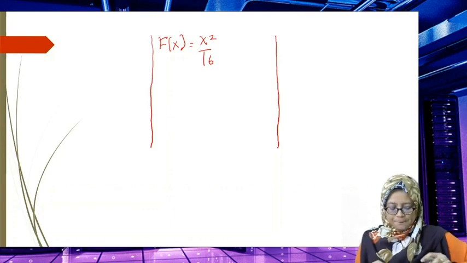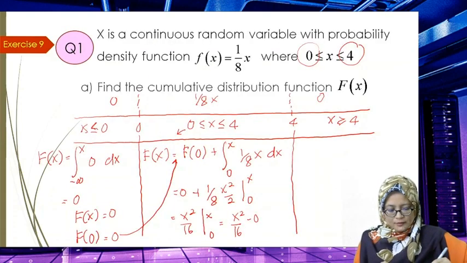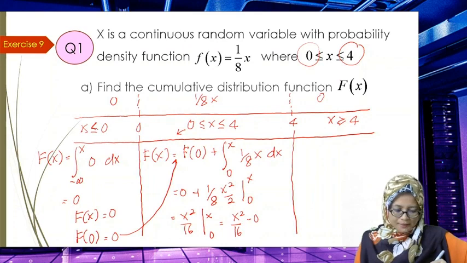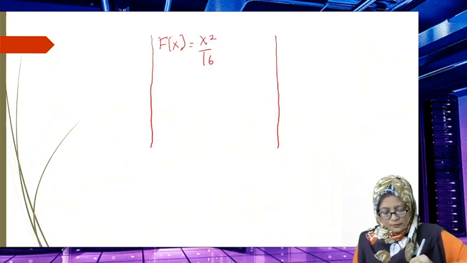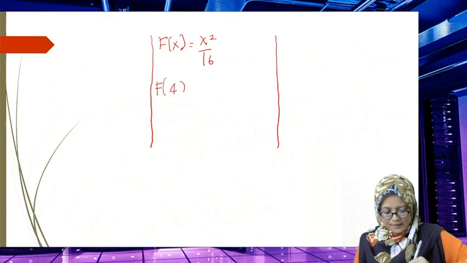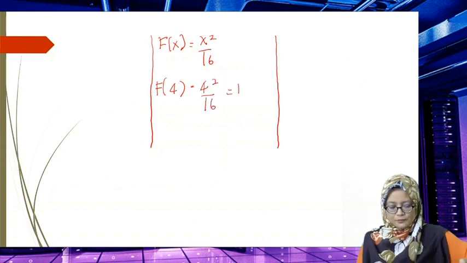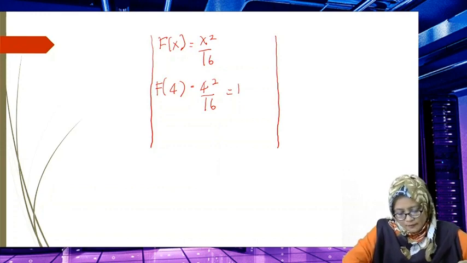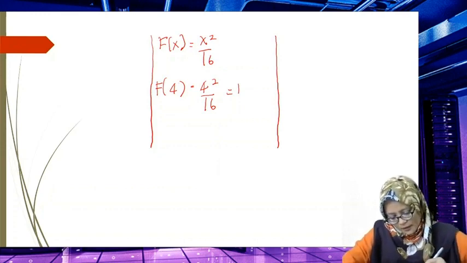Okay, bila kita nak masuk untuk third interval, kita kena tengok kat sini nilai 4. Untuk masuk third interval, kita akan ganti nilai function x square over 16 tu dengan nilai 4. So kita ganti 4 square over 16, kita akan dapat 1. Okay, nilai ni akan masuk untuk third interval.